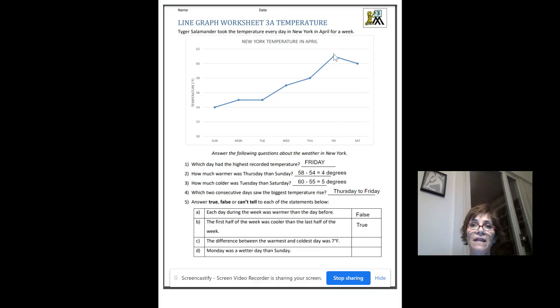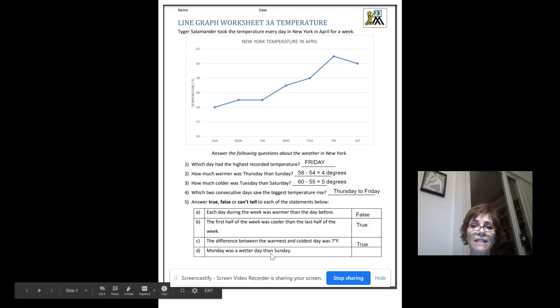The difference between the warmest and coldest day was 7 degrees. Let's see, the warmest day, I can see it right here. This is the peak, right? Friday. And it was, let's go across, between 60 and 62. That's 61 degrees. That's the warmest day. And the coldest is down here. Sunday was 54. So what's the difference between 54 and 61? 7 degrees. So it's true.